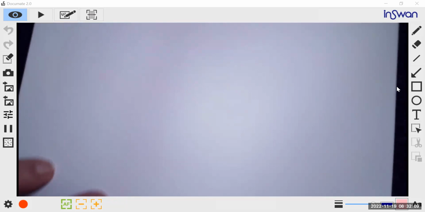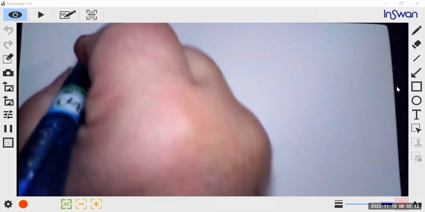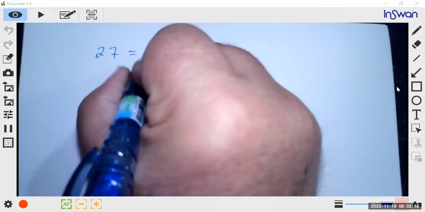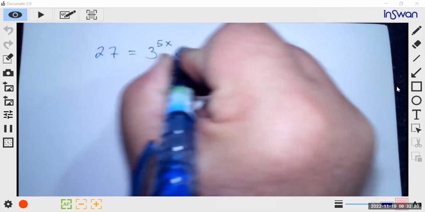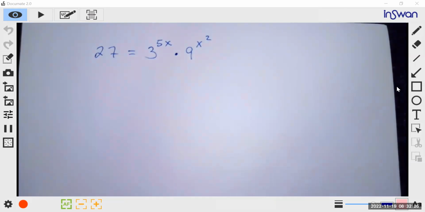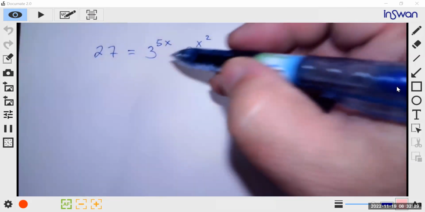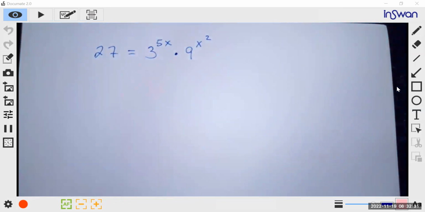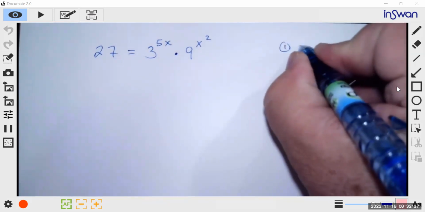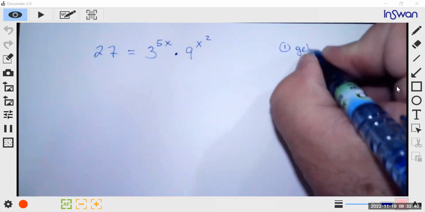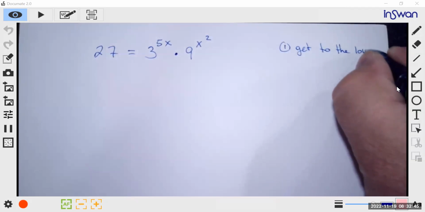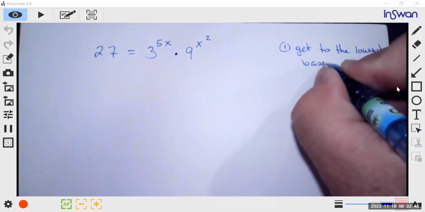What if we had multiple exponentials and we try to give them the same base? 27 equals 3 to the power 5x times 9 to the power x squared. You cannot multiply these two together because they're not the same bases. So your first step, get to the lowest base possible.